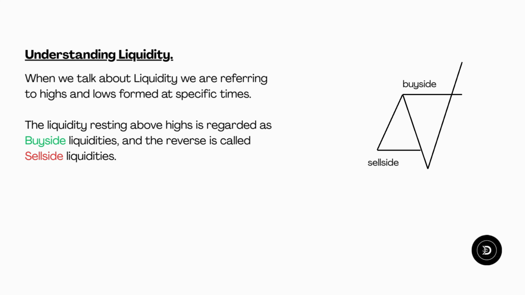Liquidity is simply referring to highs and lows. I have a video talking about liquidity in detail. You might want to check that out in the series. Okay, the liquidity sitting above highs is called buy side liquidity. The liquidity sitting below lows is regarded as sell side liquidity, right? For more information on that, you want to visit the video I made on liquidity. I explained in detail what this liquidity is all about.